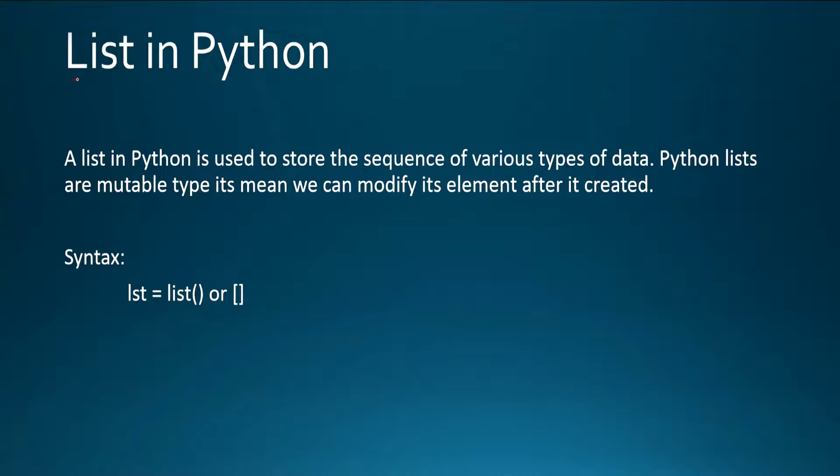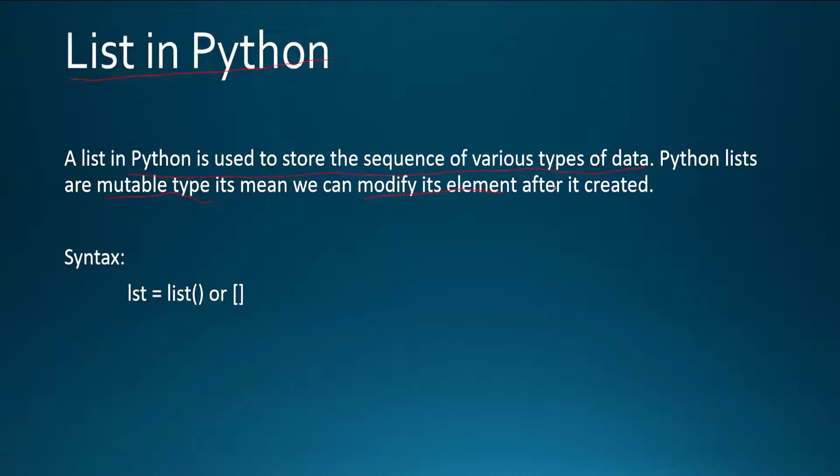In this tutorial we will see lists in Python. What is a list? In Python, a list is used to store a sequence of various types of data. Lists are a mutable type; once we declare a list, we can modify its elements. As we said, a list can store various types of data.